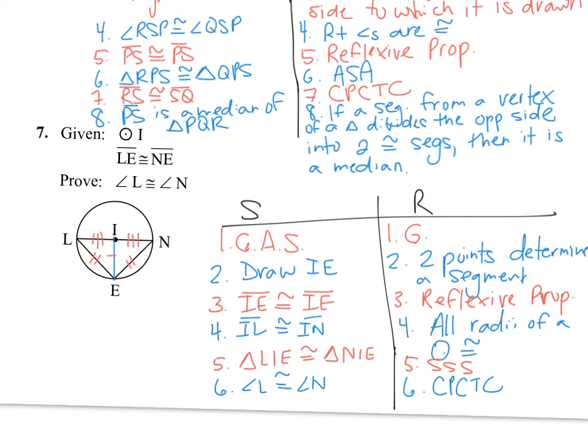Also remembering to use this reason of all radii of a circle are congruent. Be careful that you include the whole reason. And then 2 triangles that are congruent, matching up the order of the letters. So the image of point L is point N. Remember that they go from the 2 same sides. And then angle L congruent to angle N by CPCTC.